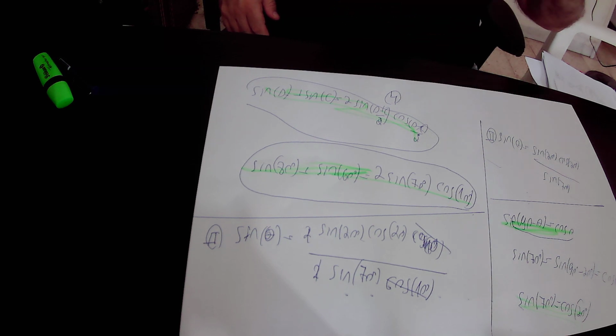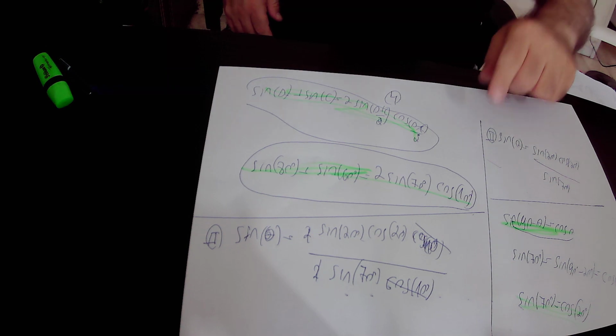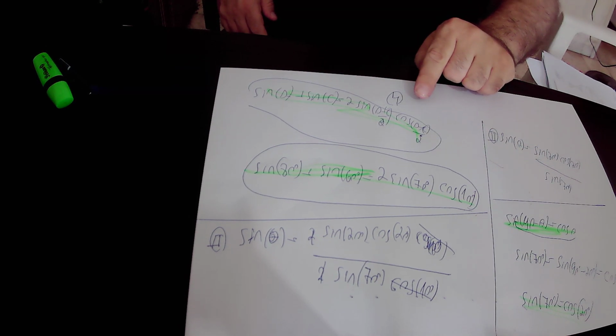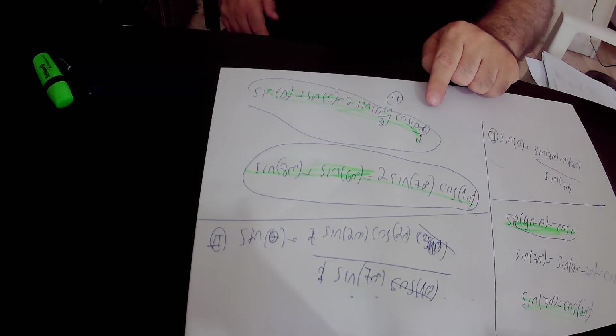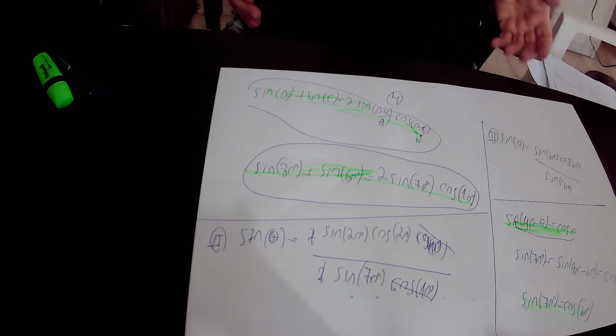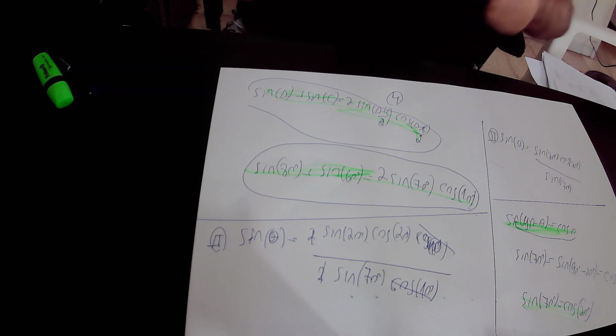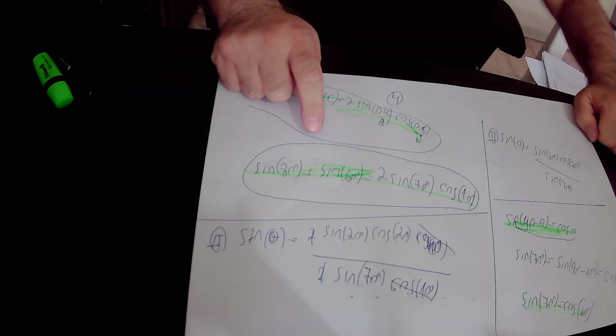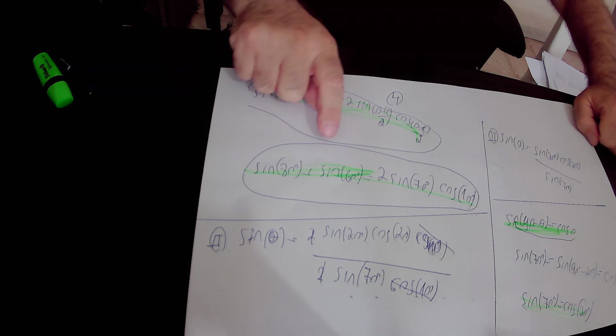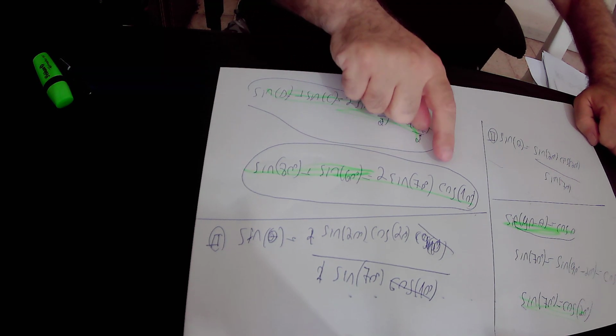D is 80, c is 60, so 80 plus 60 is 140, and 140 over 2 is 70 degrees, times cos of (d minus c) over 2. 80 minus 60 is 20, and 20 over 2 is 10. So sin 80 degrees plus sin 60 degrees equals 2 times sin 70 degrees times cos 10 degrees. Therefore, we can substitute sin 80 degrees plus sin 60 degrees in equation number 2 by 2 times sin 70 degrees times cos 10 degrees.